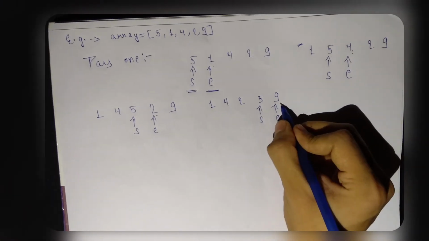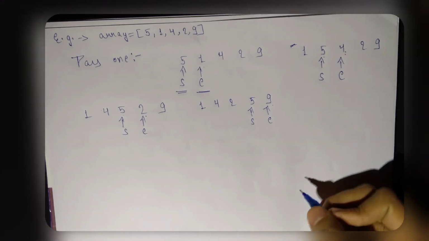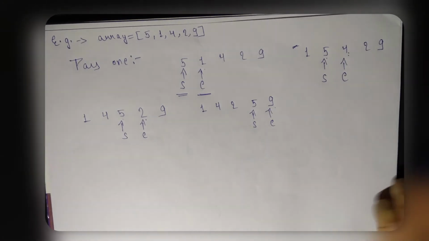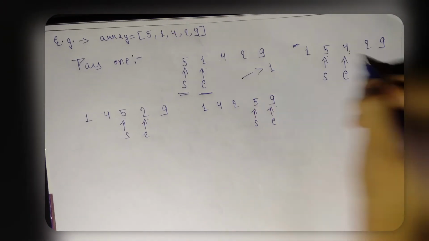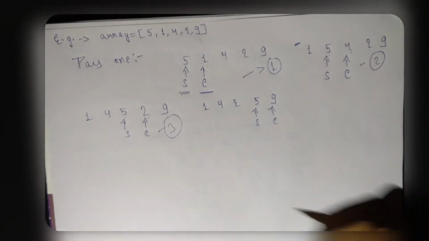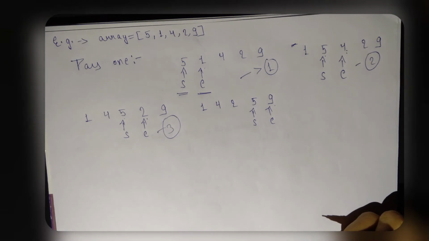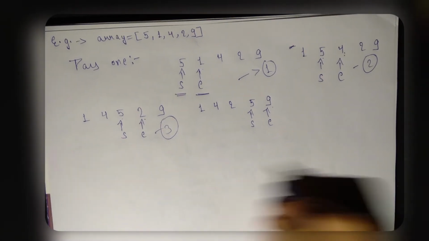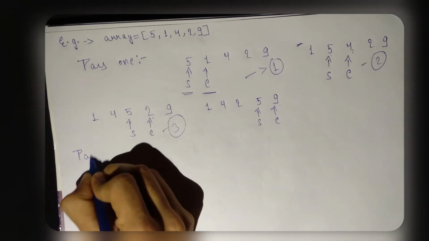Here 5 is not greater than 9, so we'll do nothing. So in this pass we had 3 swaps, okay? 1, 2 and 3. That is, the swap statement executed 3 times, okay? Now we'll come to our pass 2.